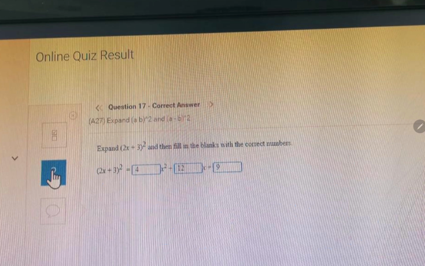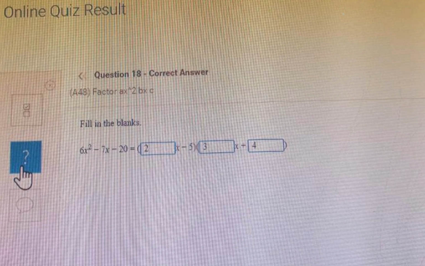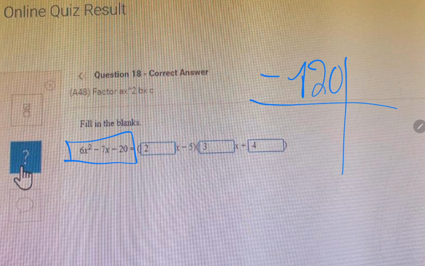Now the final question, which is question number 18. We're gonna do it now. First of all, we check, is there any common factor? No. So we're gonna do the product-sum method. What are the two numbers? You multiply them, they give you negative 120, but you add them, they give you negative 7. You're gonna get negative 15 and 8.